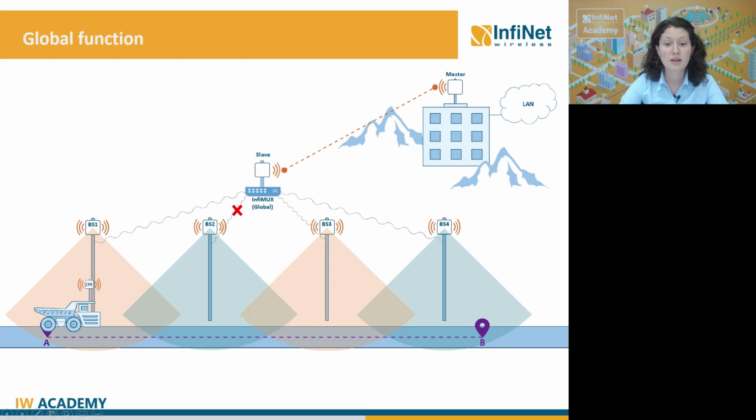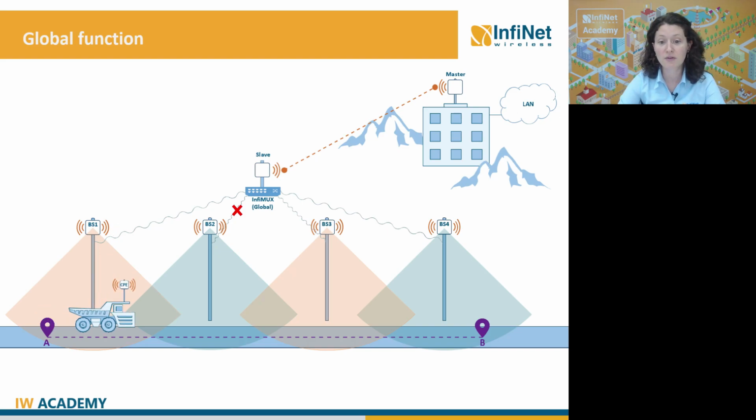Let's now consider the scenario when the global function is enabled on the CPE and on the Infimax device. All the base stations will inform the CPE that they have a connection with the Infimax, which has the global function enabled. They act as proxies. First, the CPE will establish a radio link with base station 1.